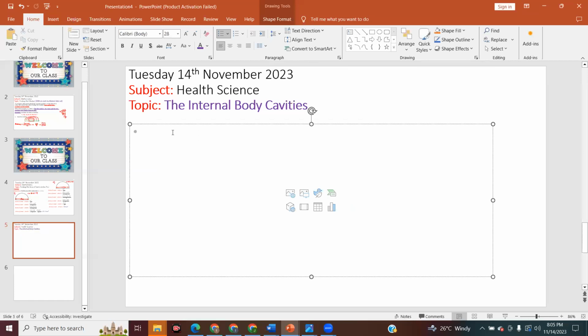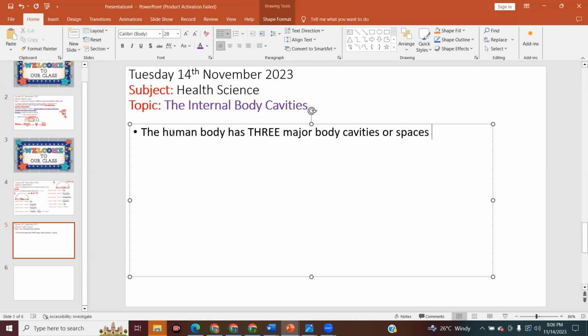All right, so write this down. The human body has how many major cavities? Three. They teach you about three major body cavities. Now, mind you, there are more. What do you mean by body cavities? Like spaces. All right, three major body cavities, and that's a good question. A cavity is like a space, or spaces inside.